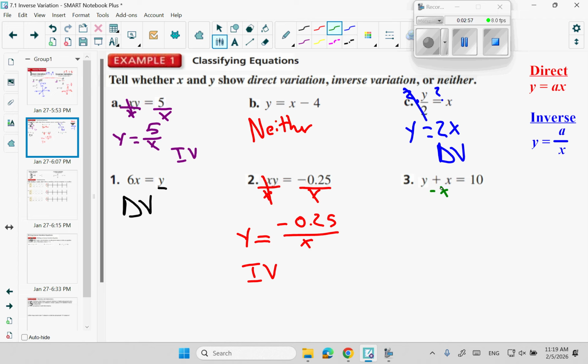Here, subtract the x, get the y by itself. We get y equals negative x plus 10. That would be neither.